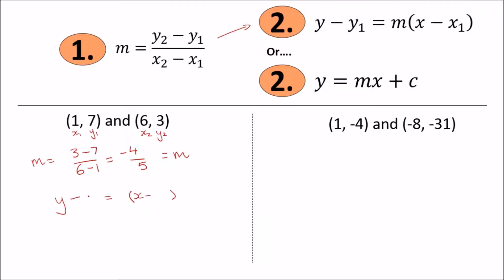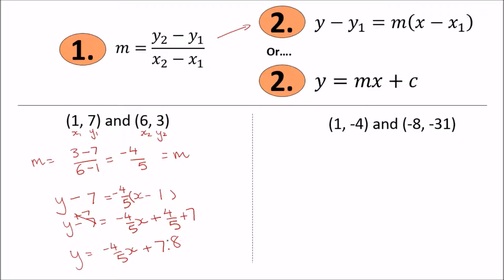So y1 is 7, m is negative 4/5, and x1 is 1. Now be careful here because we've got negative 4/5 being multiplied by negative 1, which overall makes that a positive number. Now we need to add 7 to that side and this side. Seven plus another 4/5 will give us 7.8 as our answer.